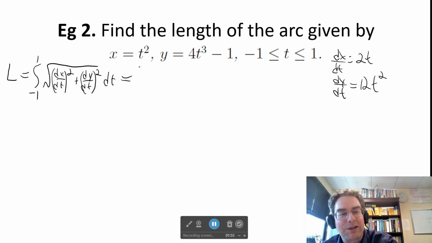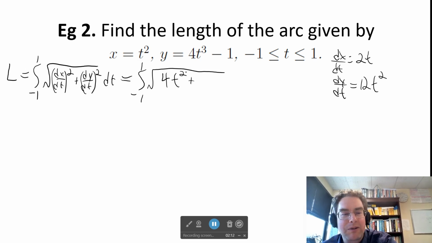And should we square them right away? Why not? So 2t is going to go in for dx over dt. Squaring that, we're going to have 4t squared. And then with our dy over dt, we'll square that as well. 12 squared is 144, and t squared will be t to the 4th, dt.